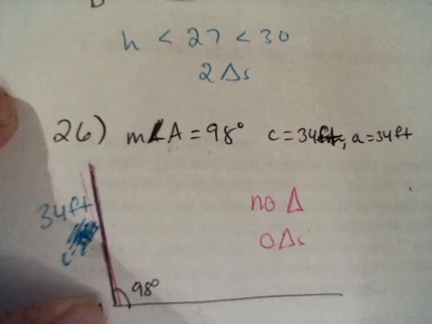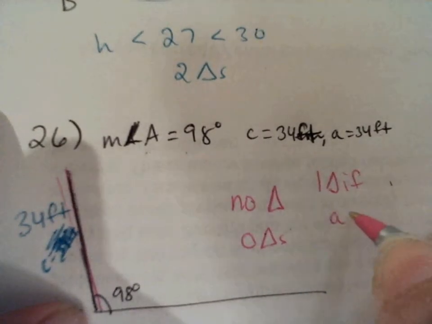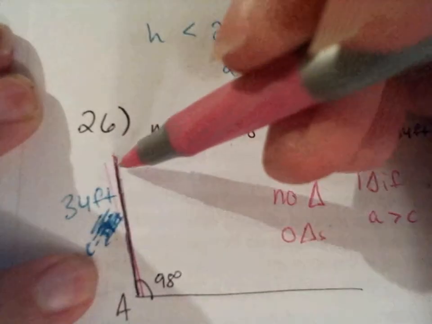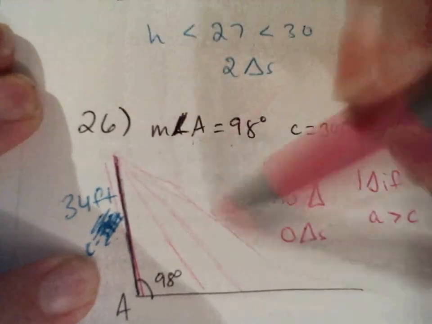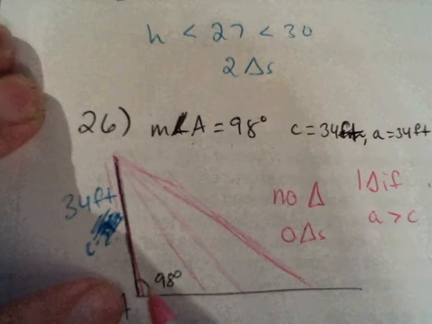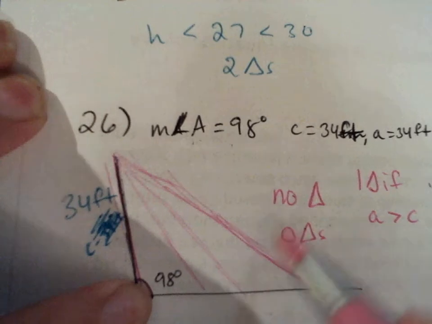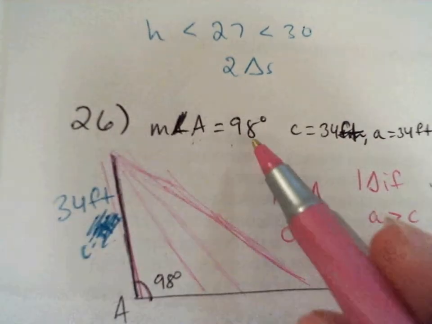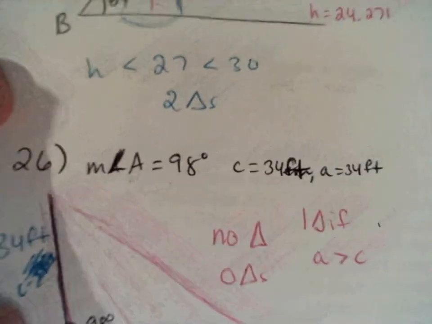Yeah? I would have had one triangle if A had been greater than C. So this is side length C, if A had been 38, if it had been 40, if it had been 50, whatever, if it had been longer, then that would have made sense, because having a 98 degree angle means it needs to be across from the longest side. And these two side lengths were the same. Well, I can't have two 98 degree angles in a triangle. That doesn't make a triangle. So, no triangles. That's why I wanted to do 26 with you.